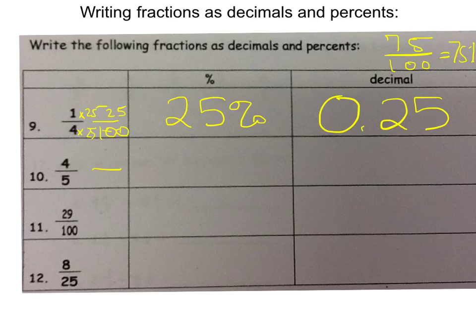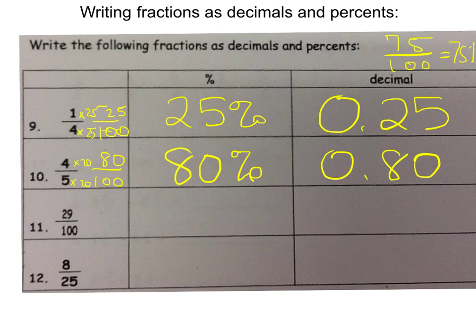Now again, for number 10, I need to get a denominator of 100. I know that 5 goes into 100 20 times, so I can multiply both the numerator and the denominator by 20. This way I would get 80 out of 100. 80 100ths is the same as 80%. 80% or 80 hundredths is the same as 0.80 or 80 hundredths.